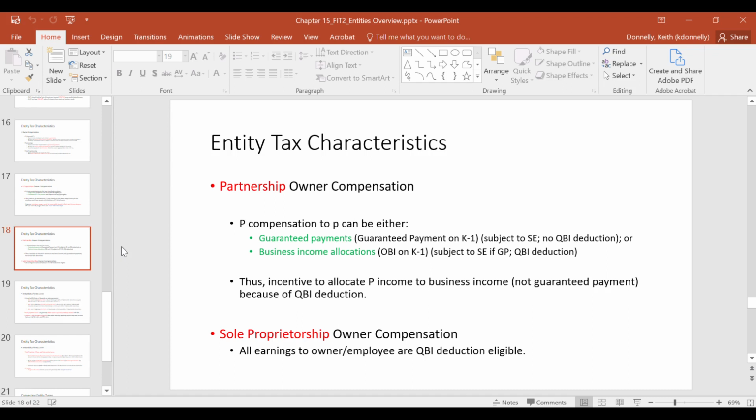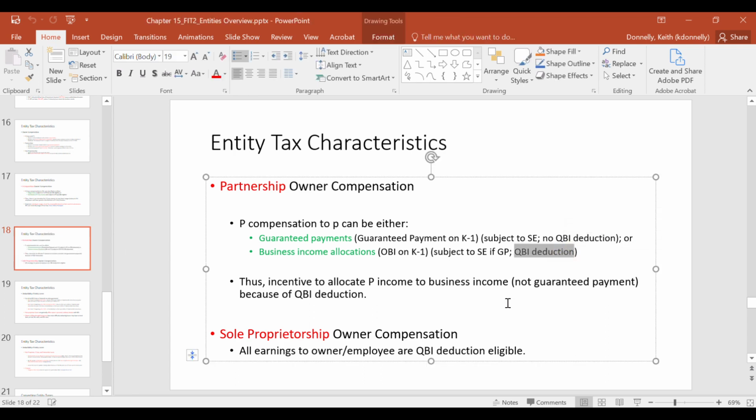The main thing here is that both of them get hit with SE tax if you're actively participating. But the idea is that with one of them you get the QBI deduction, and with the other you won't. So there is a tendency for partnerships to make it more of a business income allocation. Finally, here's sole proprietorship. Basically, all of your income as a sole proprietorship, which we talked about at Schedule C, is normally going to get hit with SE tax, and you can get a QBI deduction for it.